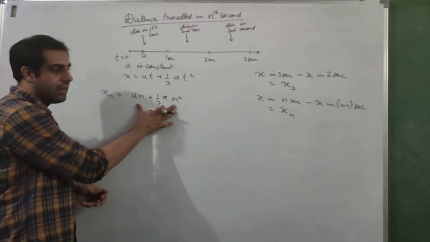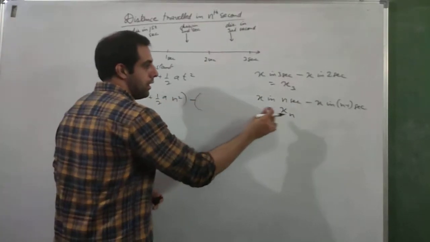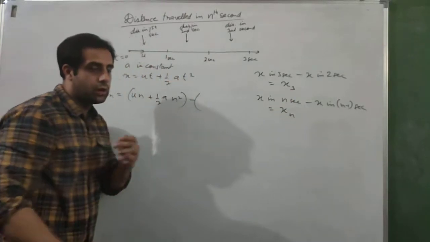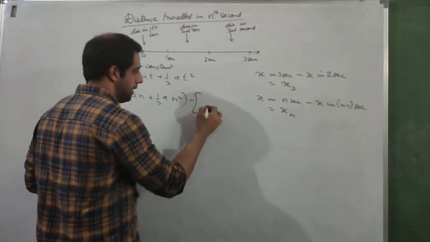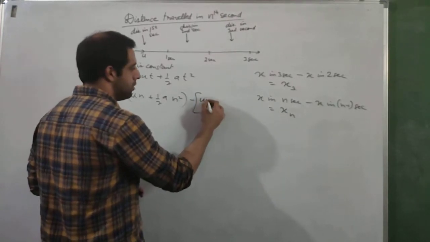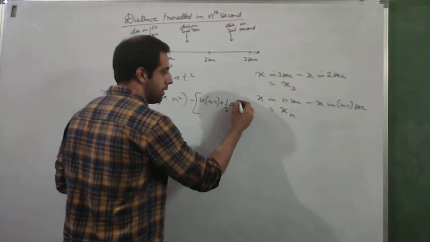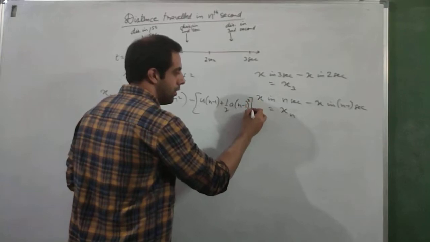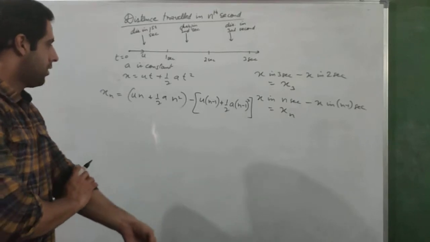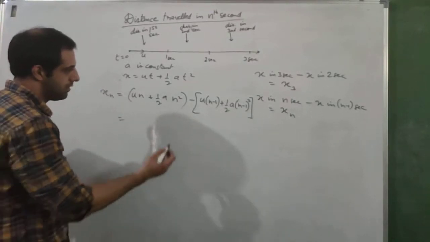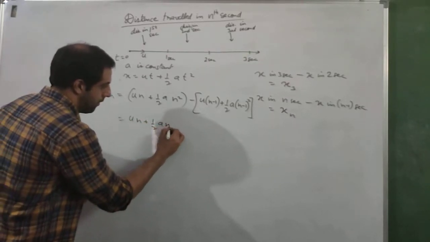This is the distance traveled in n seconds, this part of the equation, minus distance traveled in n minus 1 seconds. So now the value of t is n minus 1. So now I can write it as u(n minus 1) plus half a (n minus 1) whole square. So you have to do this operation. This is the mathematical part, you can do it yourself.